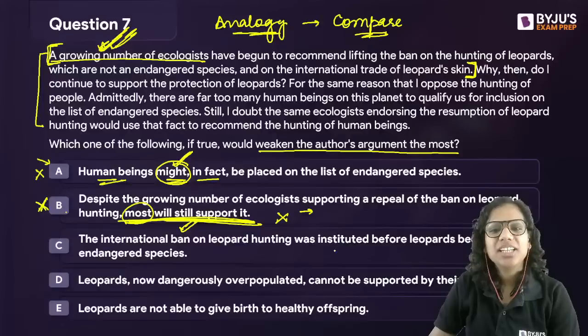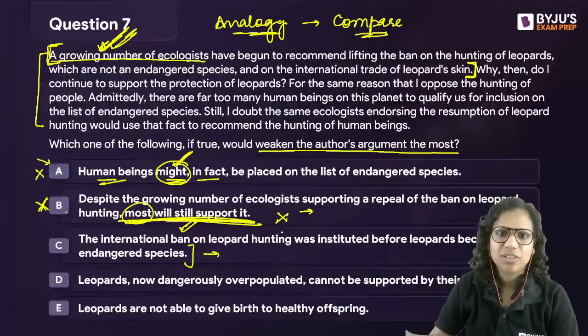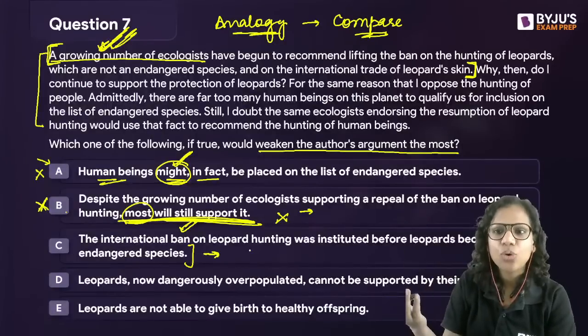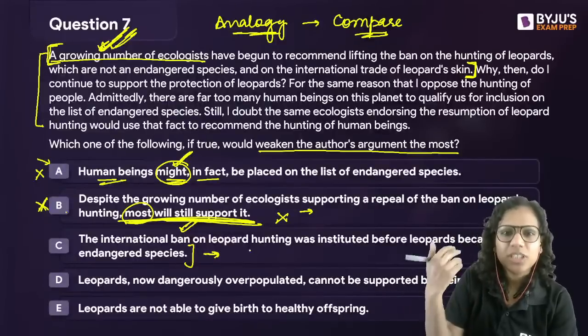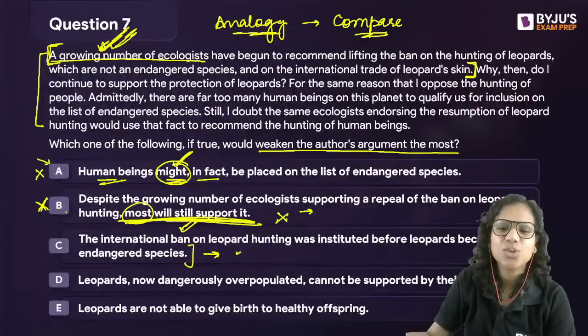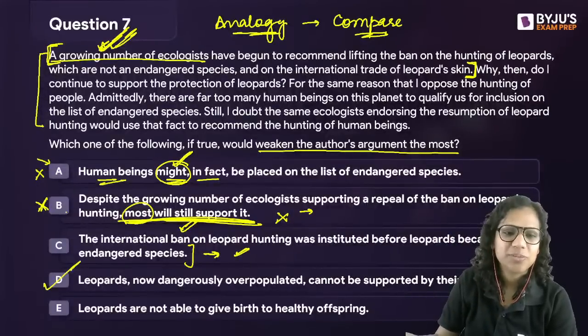Now, the international ban was instituted before they became an endangered species. That does not do anything to the argument. Okay, so it does not really support the author's assertion that now that they are not endangered, probably they became endangered in between. Now they're not. So, what should we do? Basically, it does not tell us anything regarding supporting or weakening the argument.